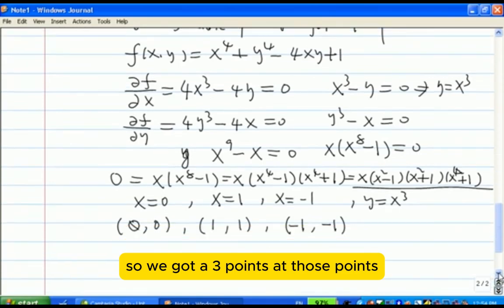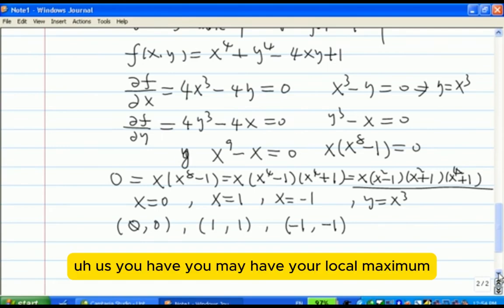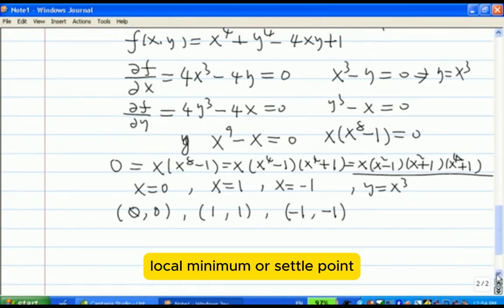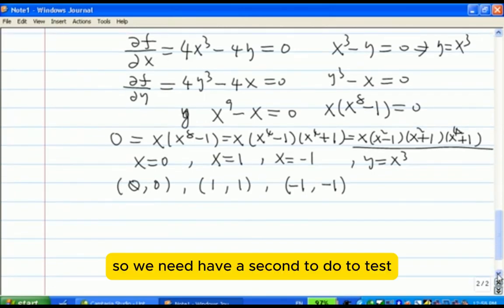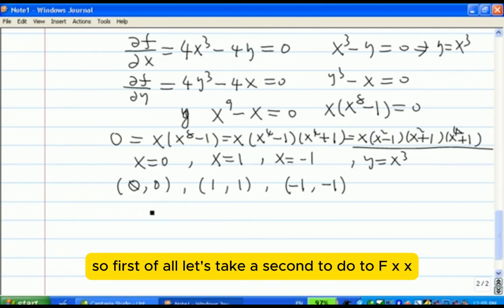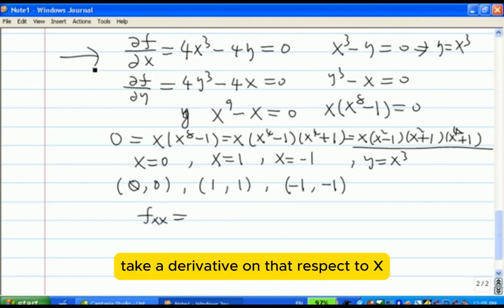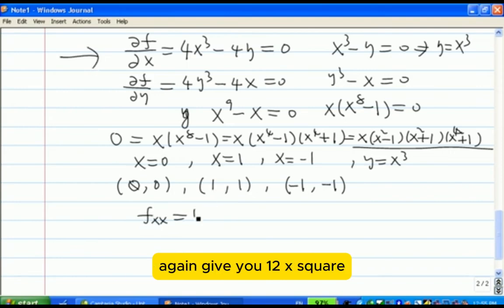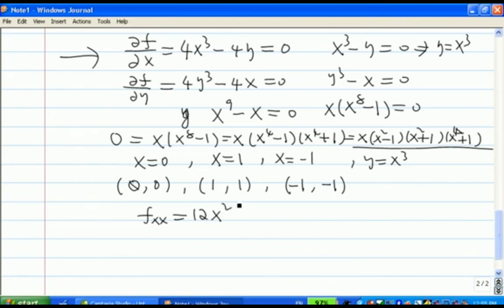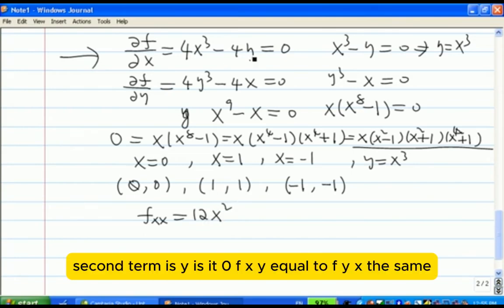At those points, you may have your local maximum, local minimum, or saddle point. So we need to have a second derivative test. So we need to find the quantity D. Okay. So first of all, let's take a second derivative, fxx. So look at it here. Take a derivative on that with respect to x again. Gives you 12x squared. Second term, y, is 0. fxy equals fyx, the same.